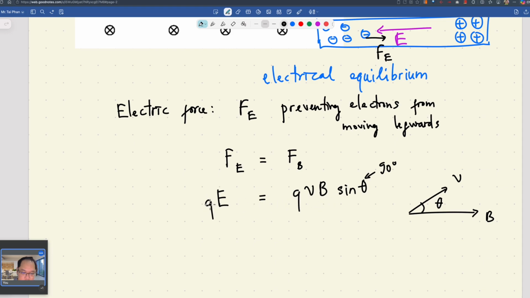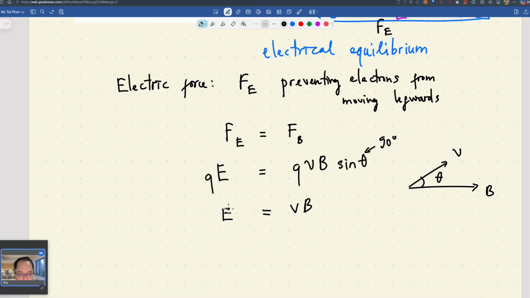We can cancel the Q, so the electric field E is just v, which is the speed, times the magnetic field strength or magnetic flux density B. Also, we have another formula in the booklet, which is E equals V over d, potential difference divided by the separation. So this E is the potential difference over d, the separation, which is the length. You can check the booklet, okay?